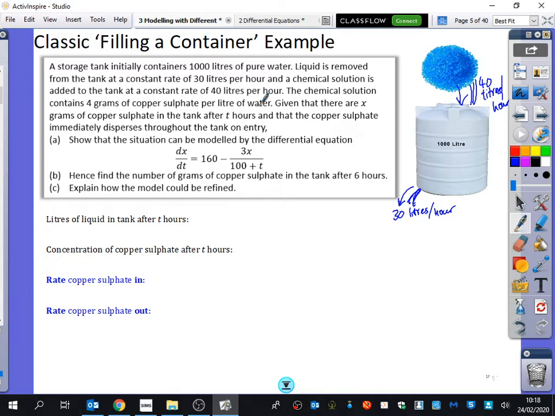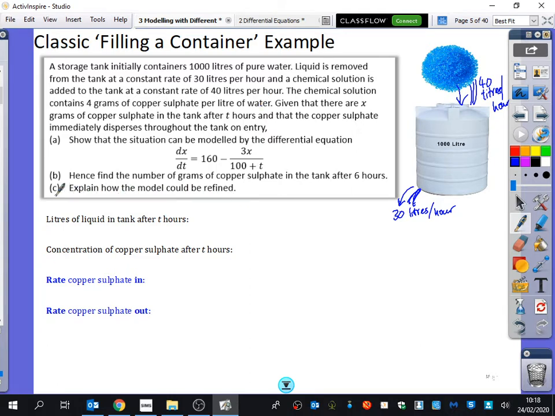The chemists in here know that. It says, given that there are X grams of copper sulfate in the tank after T hours, and that the copper sulfate immediately disperses throughout the tank on entry. What does that mean, it immediately disperses? Spreads out. Do you think when you put the copper liquid into the tank, it's going to spread out everywhere straight away? It will dilute, but when you think about making a drink with orange squash or something, does it immediately disperse throughout the whole drink? It doesn't, does it?